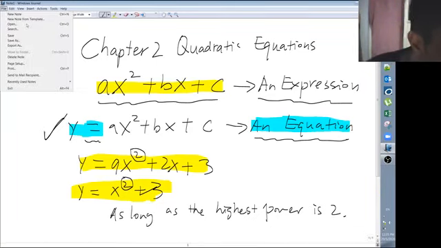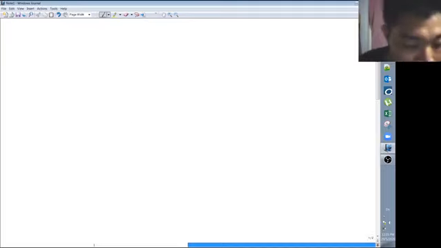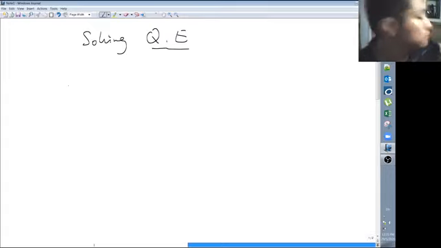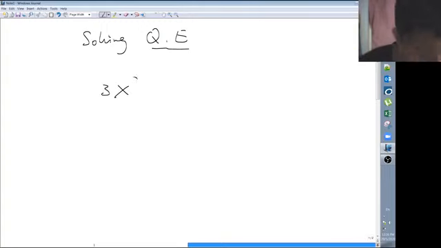Let me try to insert a new page. So how do we solve a quadratic equation? Let's talk about solving quadratic equations. I'm going to use the short form QE. Let's start with one equation first. The one I have here is 3x squared plus 5x minus 2.